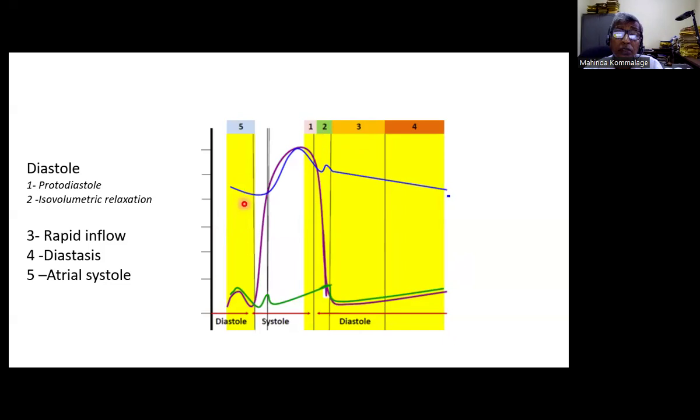Only 25% of filling will occur in the atrial systole, but still ventricle in the diastole. But 75% of filling will occur in this period, mainly this rapid filling and slow filling. So that is ventricular diastole.